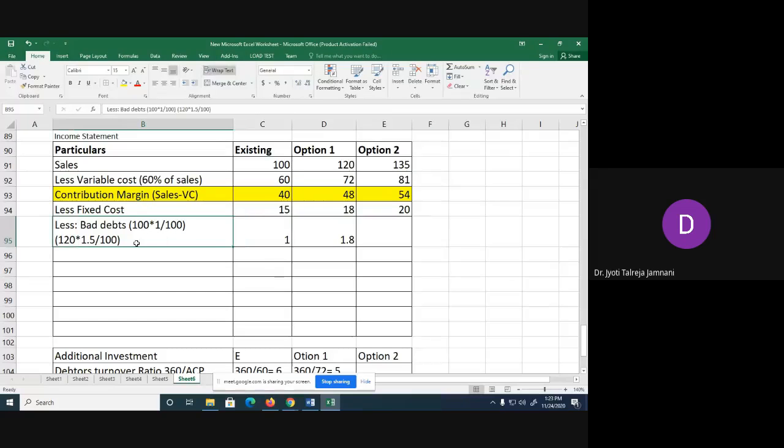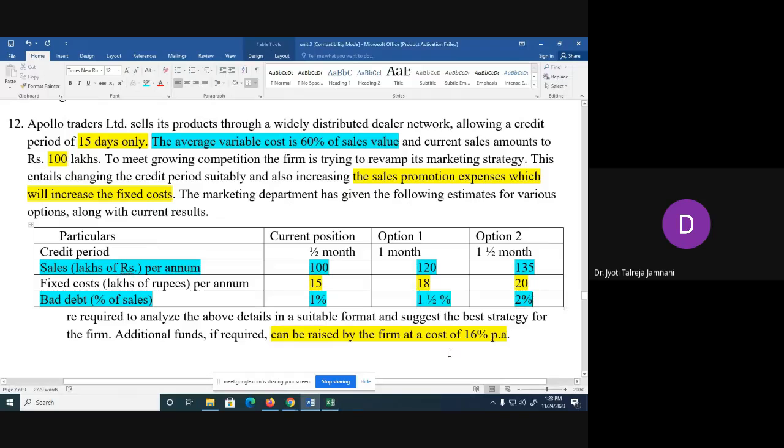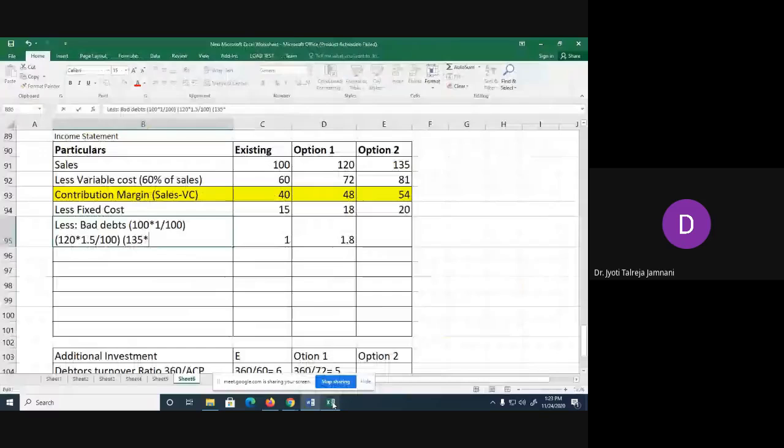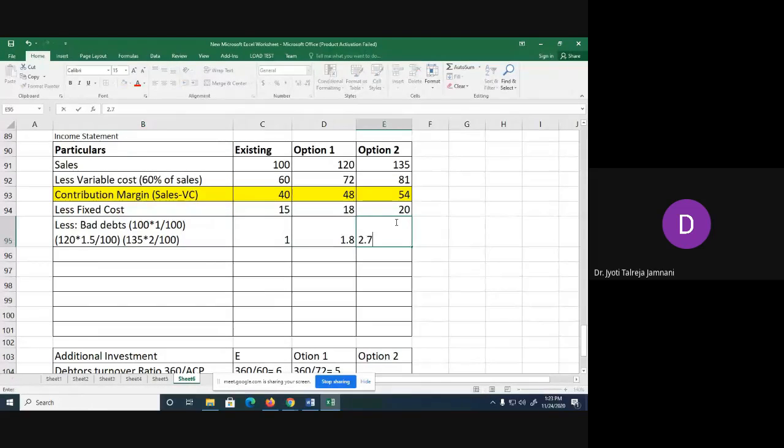We need to keep it in decimals only because we're taking amounts in lakhs. So 1.8 lakhs means it is 1,80,000. Then 135 is the sales, and the bad debt percentage is 2% for option 2. So 2 divided by 100. 2.7. So this is the bad debt.